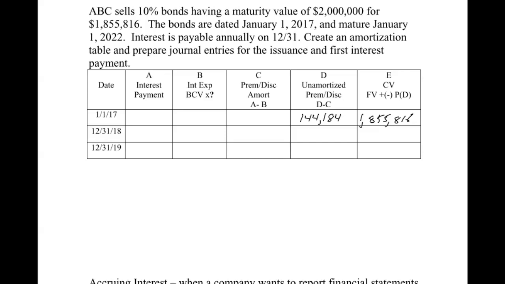They mature 5 years from now. Notice it says interest is paid annually. I did that just to speed things up a little bit. Create an amortization table and prepare journal entries for the issuance.